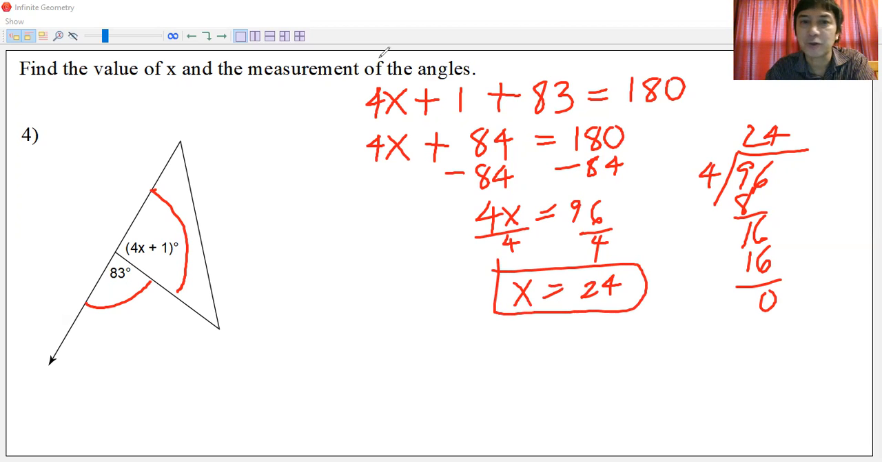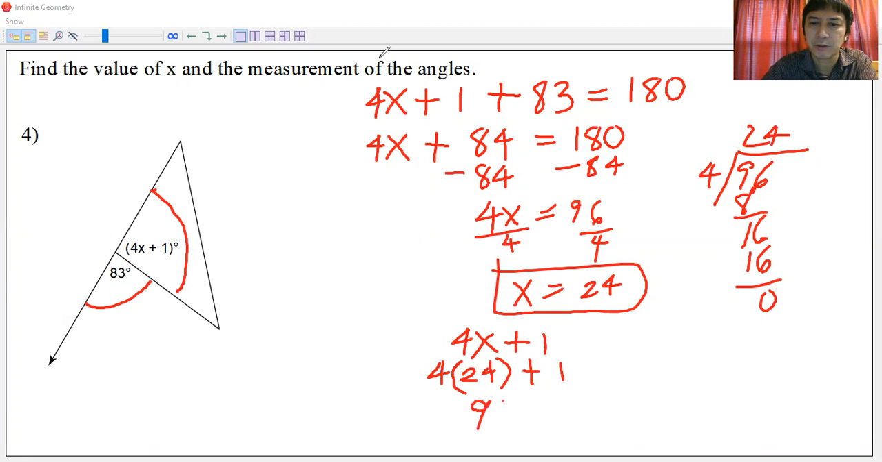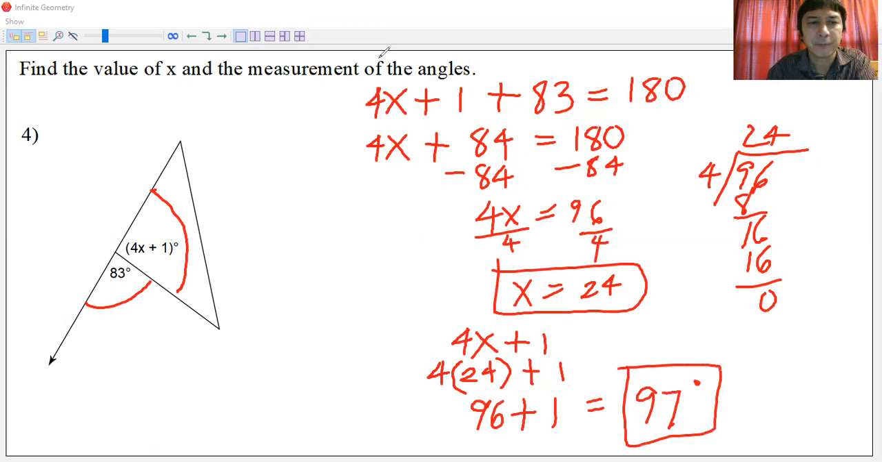And so we can now solve for the other angle. One of the angles is given. That's 83. So we solve the other using 4x plus 1. This means 4 times 24 plus 1. That means 96 plus 1 for a total of 97 degrees. So the measurement of the other is 97 degrees.